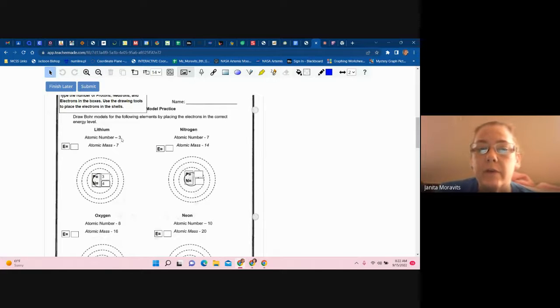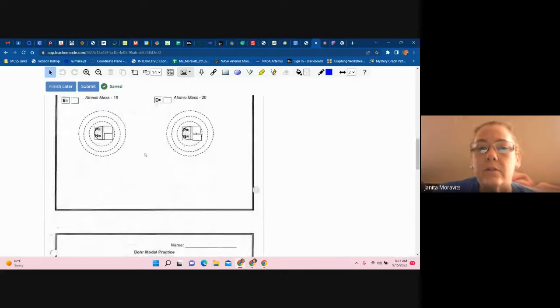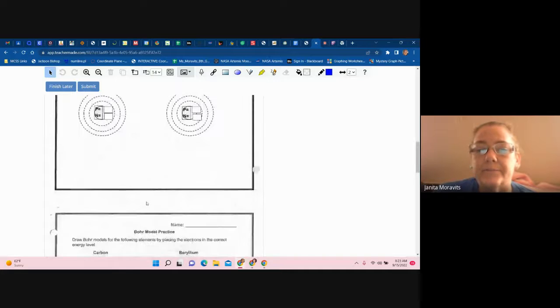And if we know that we have 3 protons, then you're also going to put over here that you have 3 electrons. Now, if you're doing this on paper, you're going to have to write how many electrons you have, because on the paper copy, it doesn't have this part right here. So you're going to have to write E equals whatever on those. That's how you do those first models. And remember that we're using 2 in the first shell, 8 in the second shell, and 18 in the third.